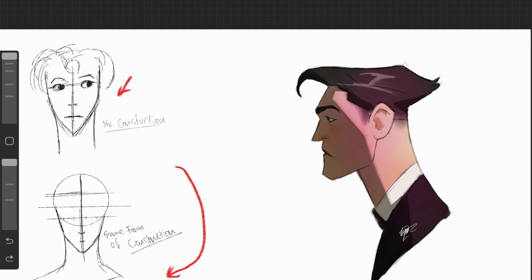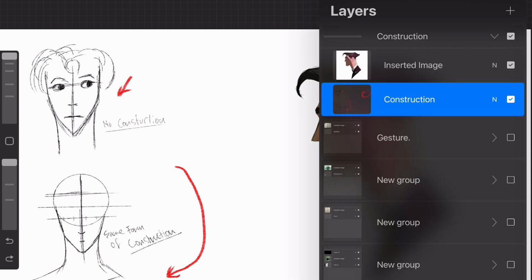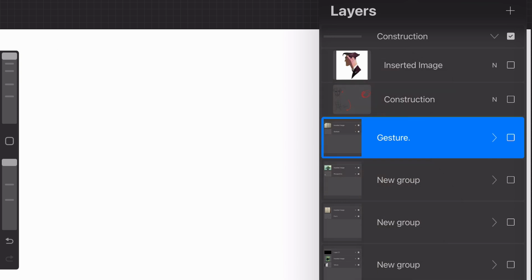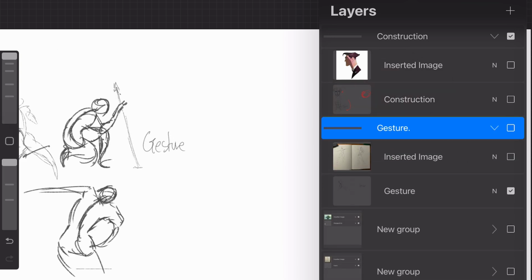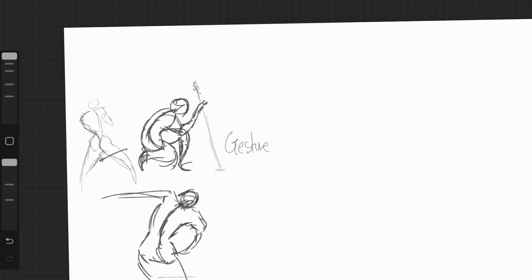Now, moving on to the next thing is gesture. Now, gesture is extremely important. It helps give a sense of direction, especially when you're drawing characters. And since I hope to be a character designer, this is one of the mistakes that I made. I never studied this at all. In fact, it's a recent thing for me that I've started studying very hard, and this is an example of what my gestures used to look like.